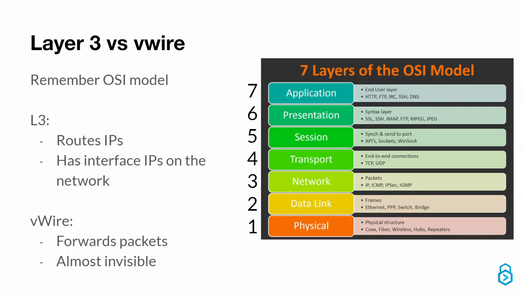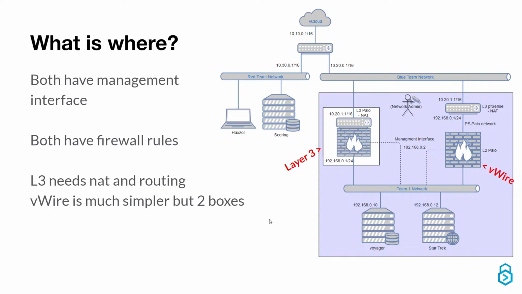Palo at layer 2, or as a vWire, means that it's going to be, for all intents and purposes, invisible on the network. Palo as a vWire, the only thing that you can see is the MAC address for it, and on the network, unless your packets are being blocked, you can't necessarily tell that that is a Palo. I mean, without looking up the MAC address vendor or whatever. But you don't necessarily know that there's that firewall on the network. You can't really see the device on the network. So there's some benefits to both of them.